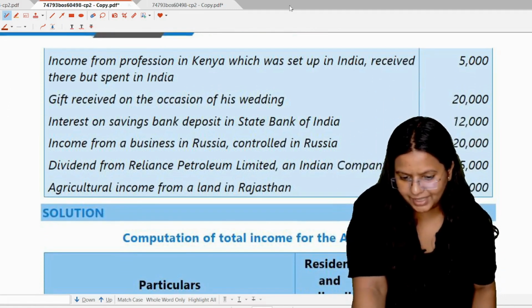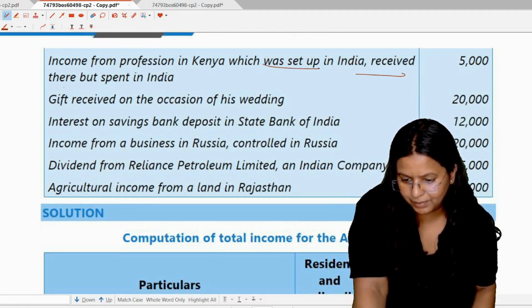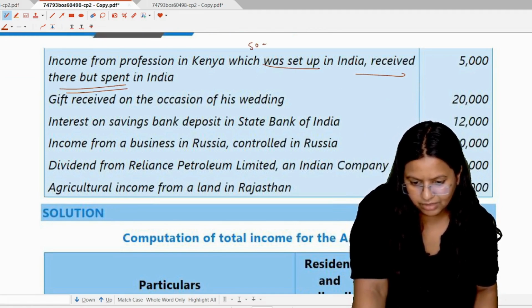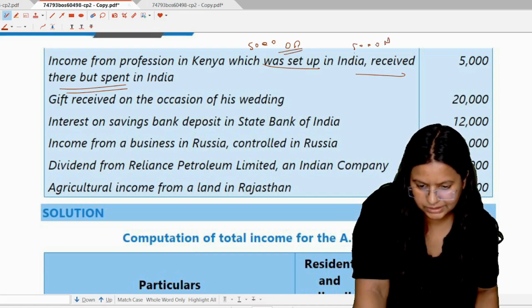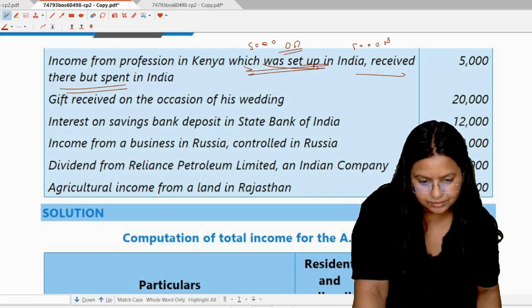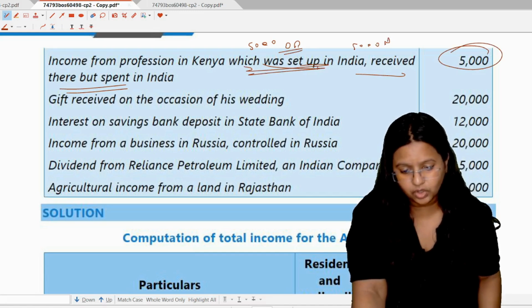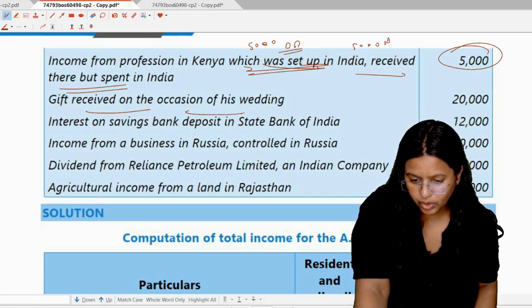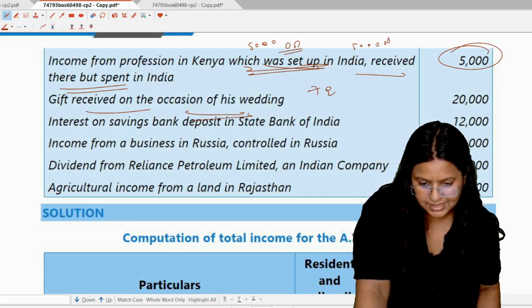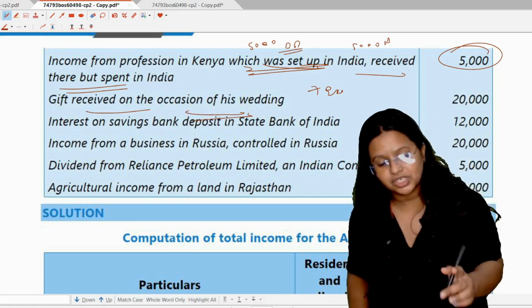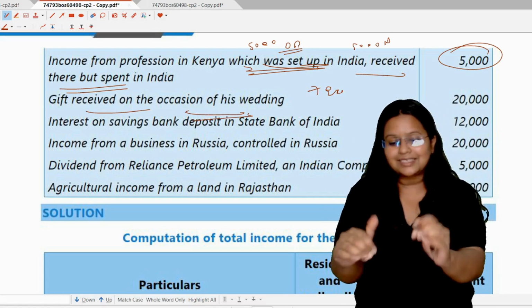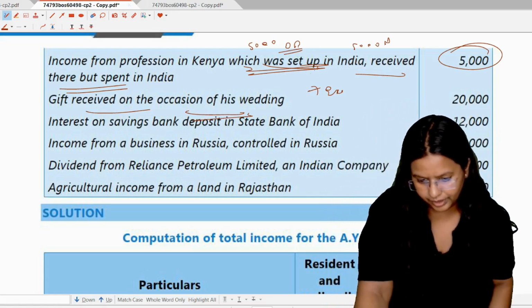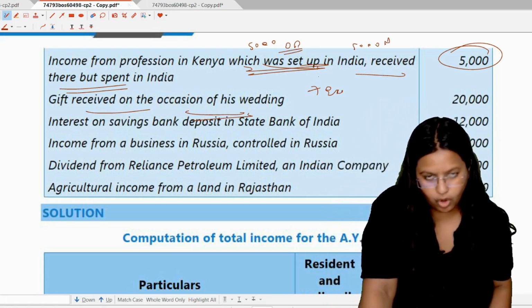Income from profession in Kenya, which is set up in India, received there but spent in India. 5,000 for OR, 5,000 for NOR. The reason: business set up in India, and for NR, not taxable. Gift received on the occasion of his wedding, so student, that will be exempted under Section 56(2), clause number 10, which exempts this kind of income. So exempted for all the persons.